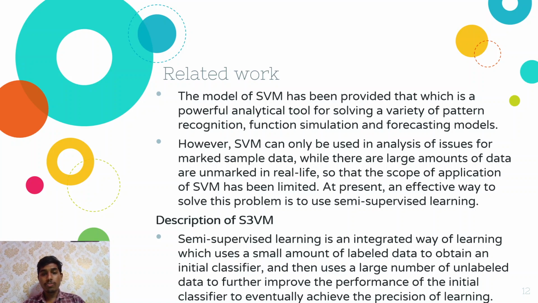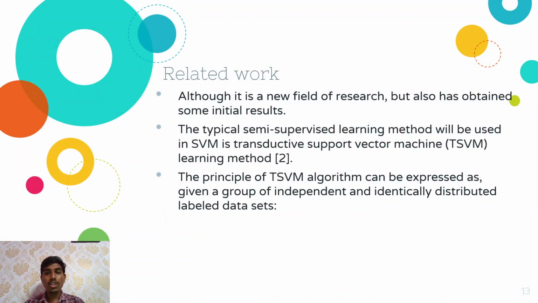In order to deal with this unsupervised learning, we have introduced a new concept which I am going to discuss in this slide. So, description of SVM. Semi-supervised learning is an integrated way of learning which uses a small amount of labeled data to obtain an initial classifier and then uses a large number of unlabeled data to further improve the performance of the initial classifier to eventually achieve the precision of learning. Although it is a new field of research, it has also obtained some initial results.